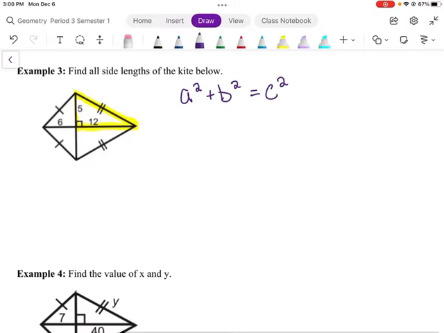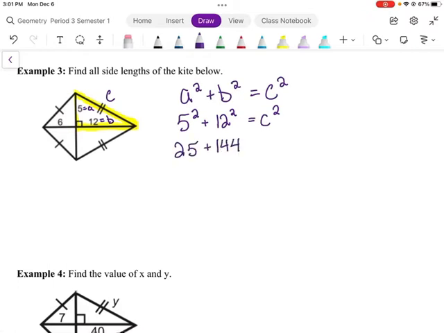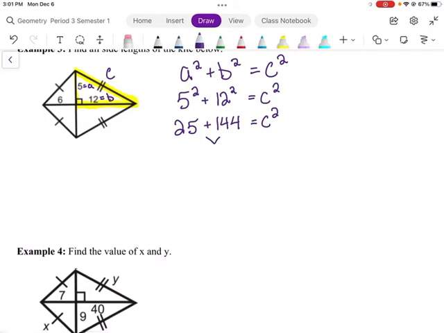So we can label each side of the right triangle. One is going to be A, one's going to be B, and the outside length is going to be C because that is across from the 90-degree angle, making it the hypotenuse. Plugging those values in, we'll get 5 squared plus 12 squared equals C squared. And we can simplify this to 25 plus 144 equals C squared. And we'll simplify by adding those together. So it'll be 169. And that is equal to C squared.